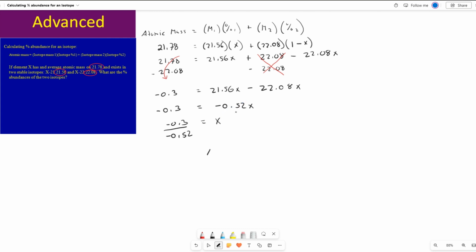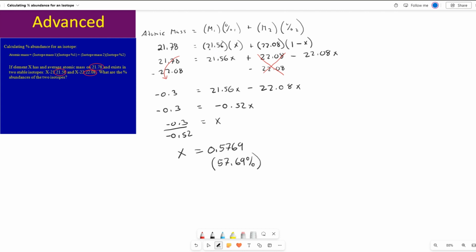So now all we have to do is take the negative 0.3 and divide it by negative 0.52. And that will give us x, and that gives us 0.5769. And if we convert that into a percentage, it would be 57.69%. This 57.69% is the percent for the first isotope, the isotope that has a mass of 21.56.